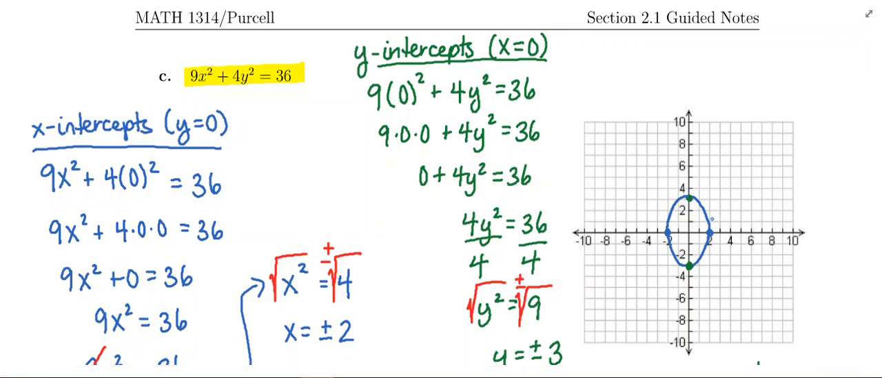But the reason that this guy is not a perfect circle is because when we plotted the intercepts, remember the x-intercepts were -2 and +2. So the distance from the origin on either side was 2 units. And then if you looked at the y-intercepts, they were -3 and +3. So the distance from the origin for each was 3 units. So horizontally, you're going a distance of 2 units from the origin, but vertically, you're going a distance of 3 units from the origin. So it's making an oval, not a circle.